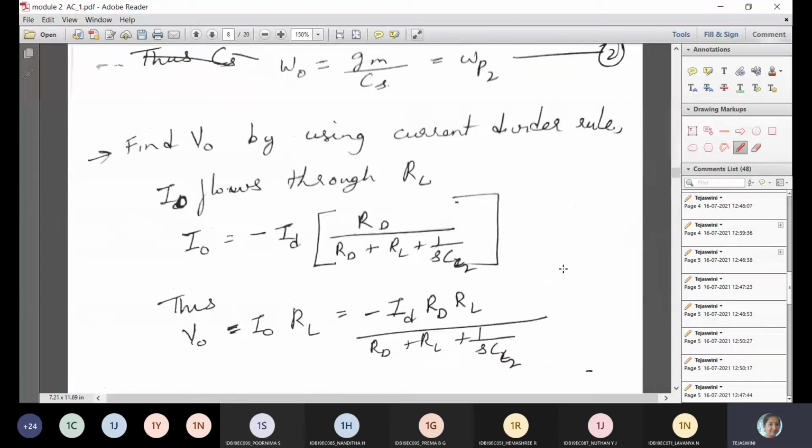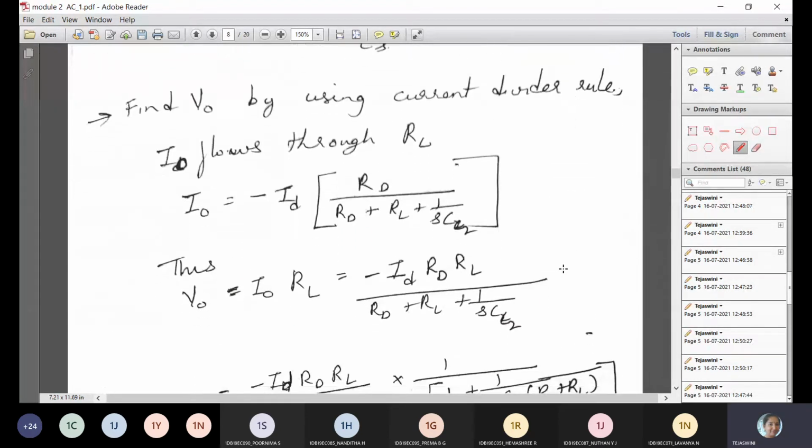Yeah. So next we need to find CC2. Now CC2 is towards V0. Before finding V0, we know that V0 is equal to current into resistance, that is, I0 into RL, your load resistance. So before finding V0, I should know I0, the output current. To find I0, I should apply the current divider rule.